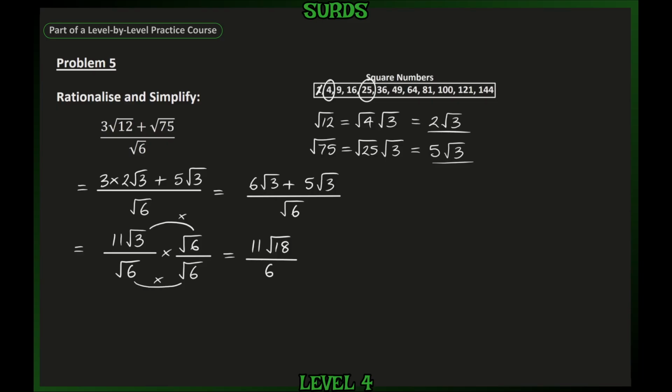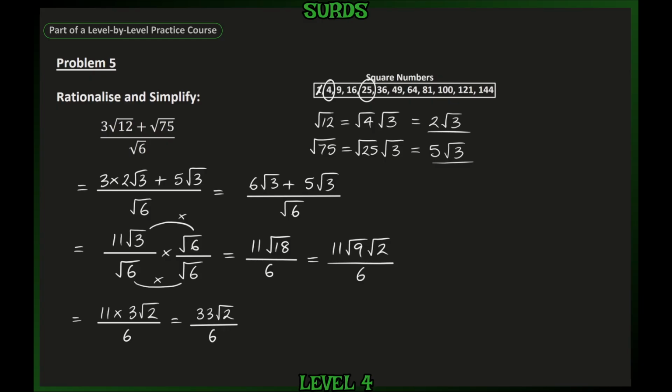Now we can continue to simplify, because 18 can be rewritten as 9 times 2, and 9 is a square number. So this becomes 11 times the square root of 9 times the square root of 2, all divided by 6. Now the square root of 9 is 3, so this becomes 11 times 3 root 2 divided by 6, and 11 times 3 root 2 is 33 root 2. So we have 33 root 2 over 6.